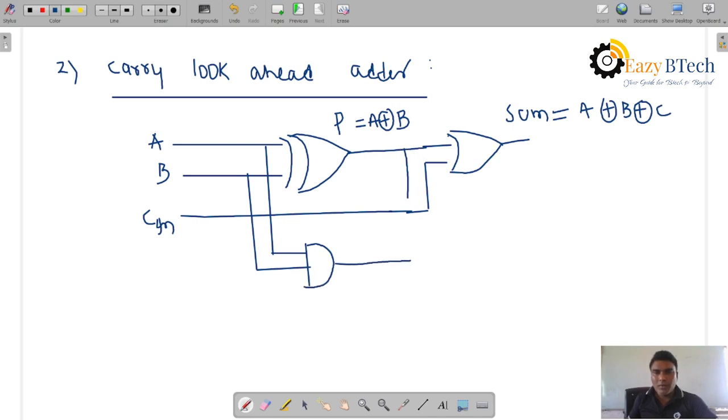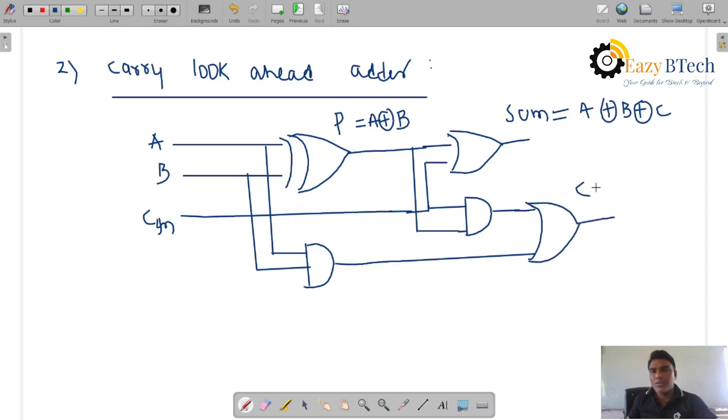And from this, propagation is over here. And from here to here, we'll take one AND gate. Now you can take these two as an OR gate, the OR gate of propagation and generation. So this is the carry. What is this, P into C in, propagation? And this is generation.